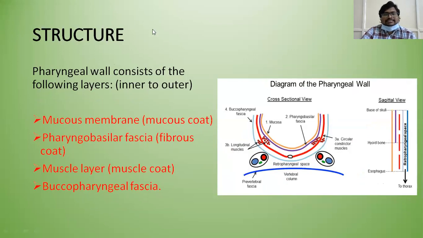Now coming to the structure of the pharyngeal wall. It has the following layers from inside to outside. The innermost is the mucosa. Next to the mucosa is the pharyngobasilar fascia. Then next to this, there is a muscle layer, which consists of inner longitudinal muscles and outer circular muscles. The outermost layer is known as the buccopharyngeal fascia or serosa.